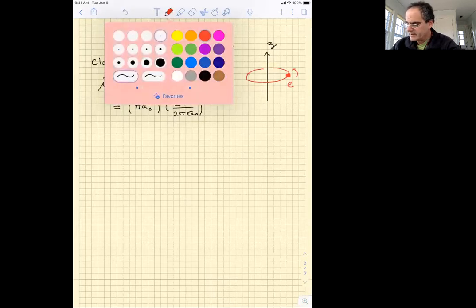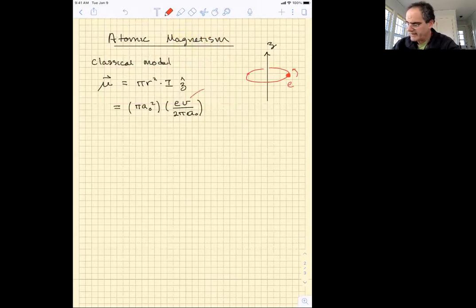Finally, we can recognize that the velocity is related to the angular momentum. V can be written as L divided by m r, or m a naught. And that gives us the following: pi a naught squared times e times L over 2 pi a naught squared.